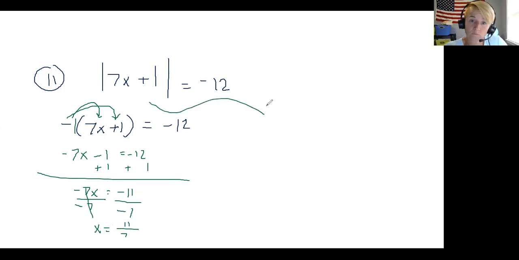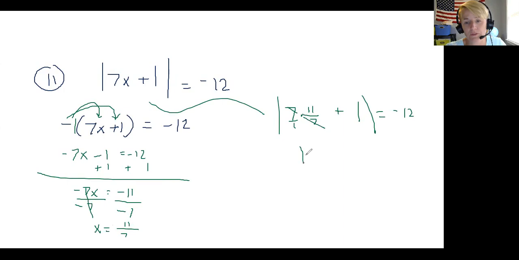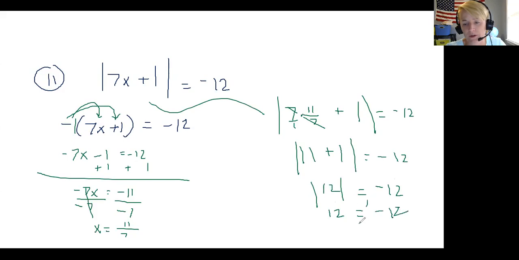So now let's check it and see if this is a solution. I have 7x, and for x I put 11 over 7. We say that's multiply because anytime the x is right next to the number, it's multiply. Plus 1 equals a negative 12. You see I kept those absolute value signs. This is like saying 7 over 1, so boom, those cancel. So it says the absolute value of 11 plus 1 equals a negative 12. 11 plus 1 is 12. Keep that absolute value until I'm all the way finished with it. The absolute value of 12 is 12, which equals negative 12. It doesn't work. So it's straight up no solution for the whole problem.